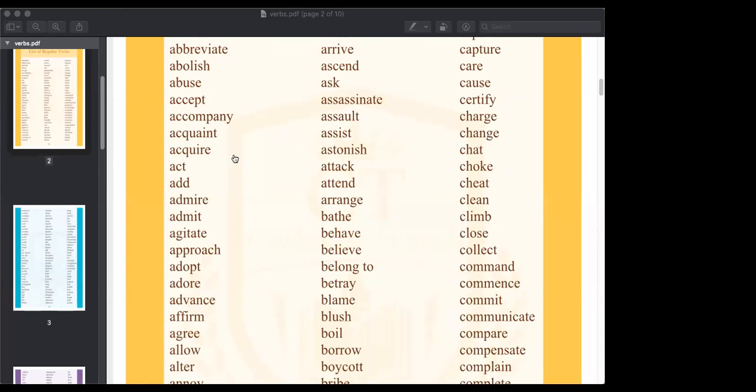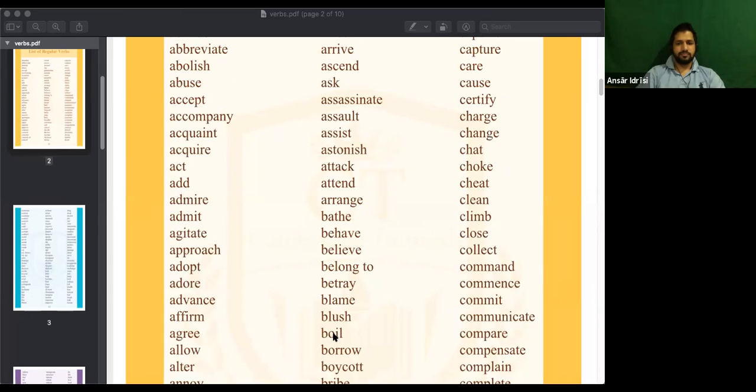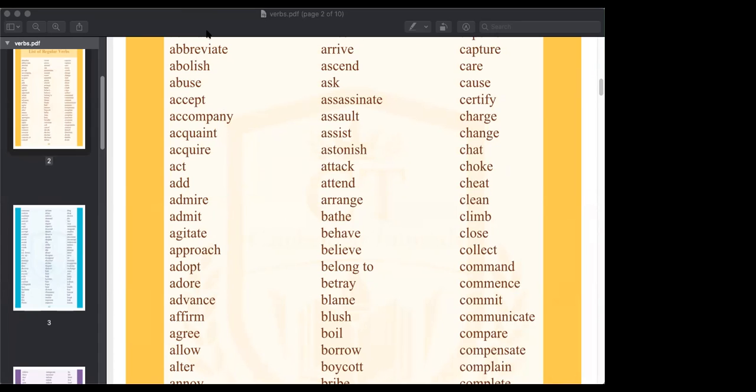He used to admit. Did he used to admit? He didn't used to admit. Admit. Next. Accompany means to give company, to be with someone. She used to accompany. Did she used to accompany? She didn't used to accompany.